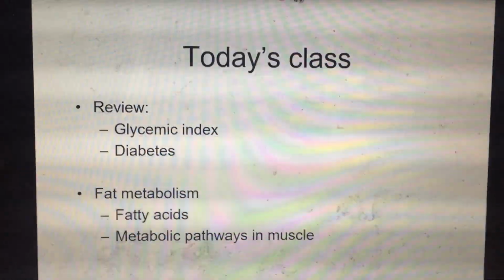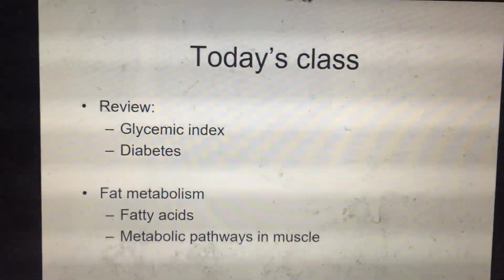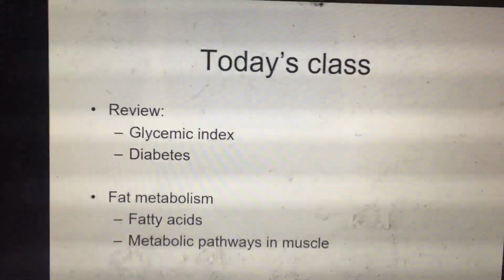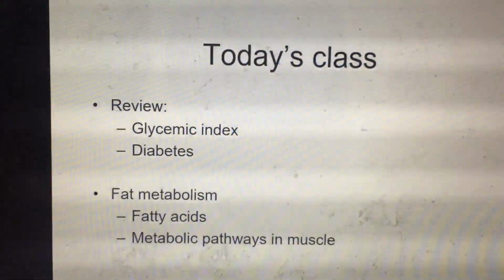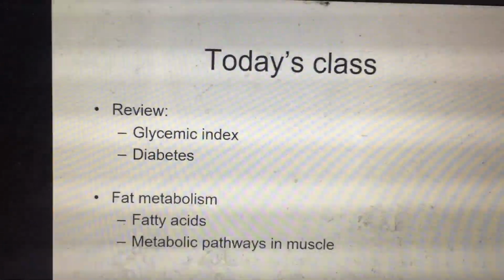So for today's class, we're reviewing the glycemic index, and I've got some review questions on diabetes. And then I'm going to get into fat metabolism, fatty acids, metabolic pathways in muscle. Also going to cover liver and how fat's stored.